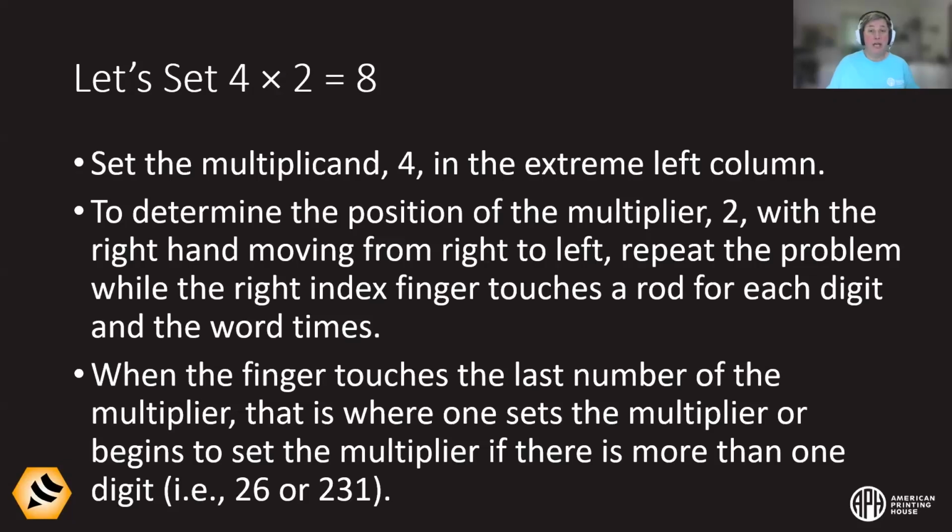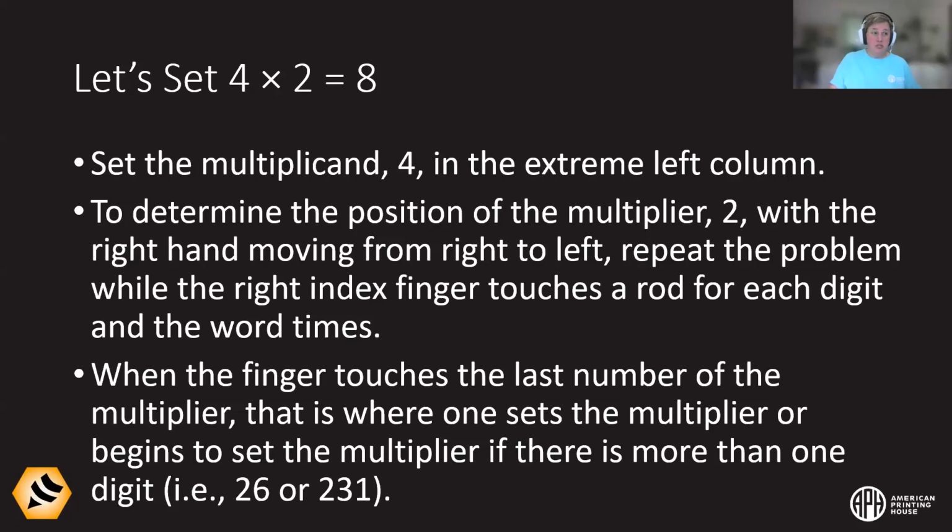We're going to set the multiplicand 4 in the extreme left column. And then to determine the position of the multiplier, with our right hand, we're going to move from right to left, repeating the problem. And as a beginner student, you might want to say the problem out loud. Repeat the problem where your index finger is touching each rod moving to the left for each digit, as well as the word times. When the finger touches that last verbally spoken number of the multiplier, that is where you begin setting the multiplier's highest digit.